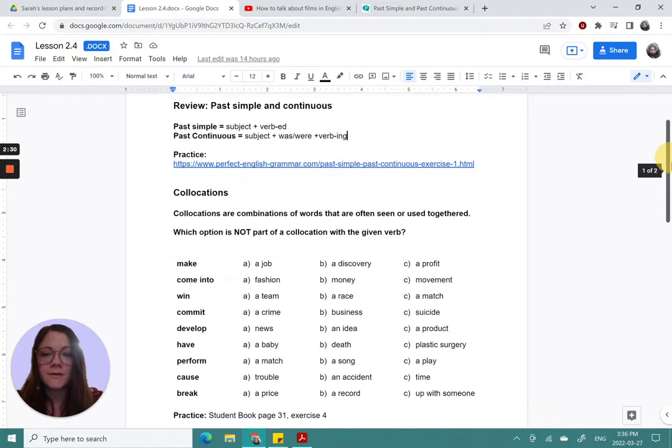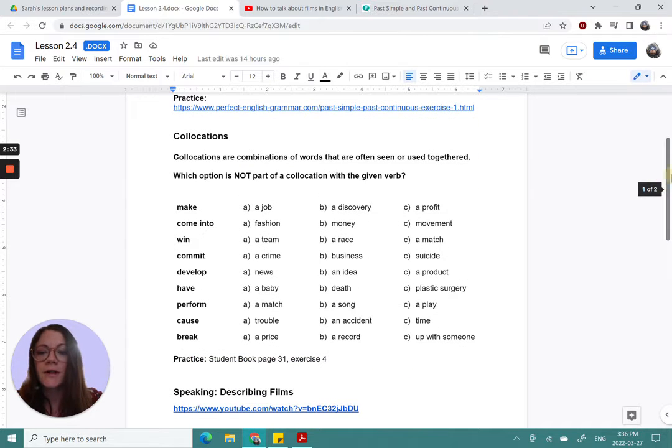We are also going to practice some more collocations today. We have talked about collocations in our previous lessons. Just to write it down officially, collocations are combinations of words that are often seen or used together. This is an easier way to learn vocabulary in any language. If we can remember the collocations, meaning which words we tend to use together, it is easier than just remembering each individual word.